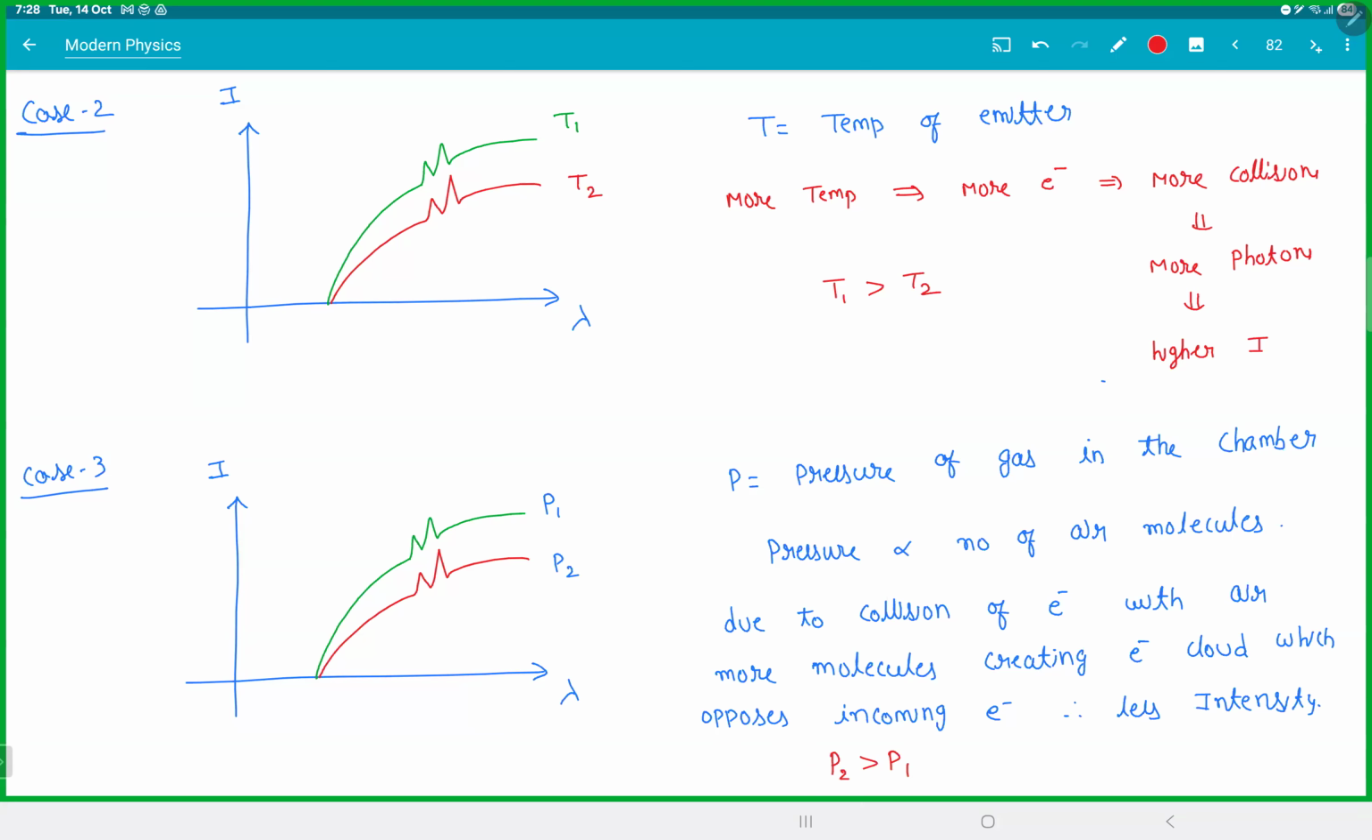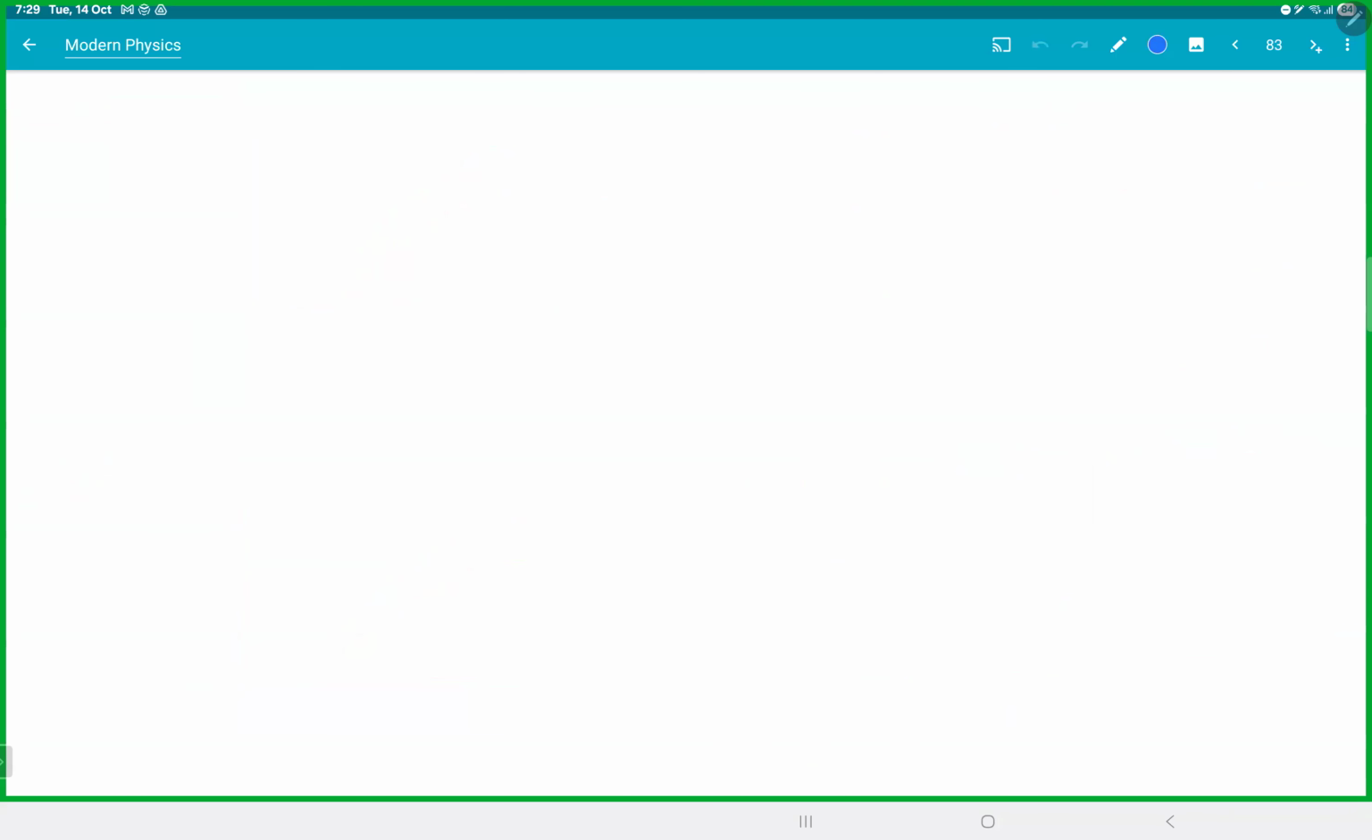The graphs are important. They can play around with the graphs. The second formula in X-rays is Moseley's law. This is mostly an experimental thing.